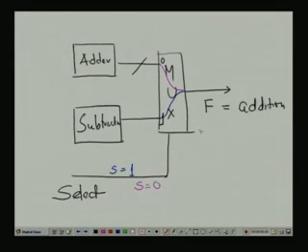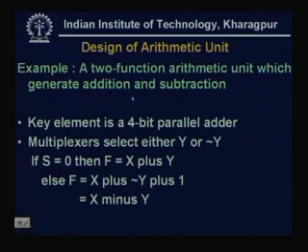And then F is a subtraction. So, this is one simple design which does either addition or subtraction together. So, we are calling this a two function arithmetic unit.